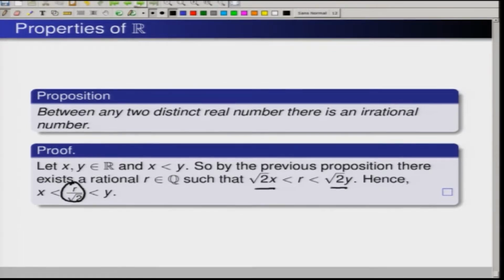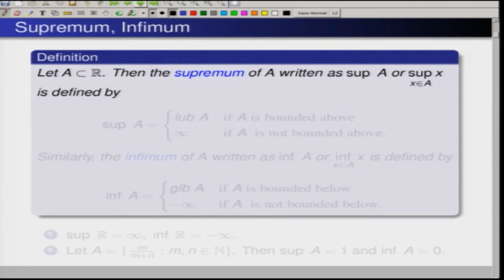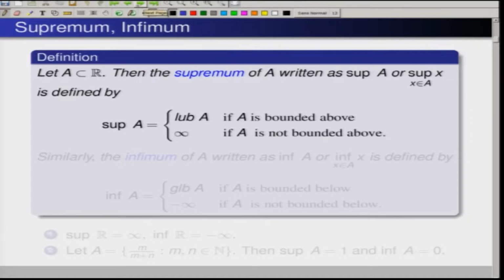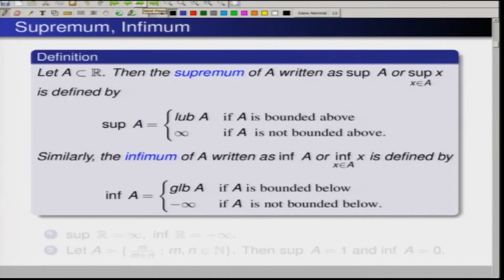So now we will see the further one. We will now define what is called a supremum. This is something we define for a set A bounded above, using the least upper bound property. The supremum is defined to be the least upper bound of A if A is bounded above, or we assign the value infinity if A is not bounded above. Similarly, we define the infimum to be the greatest lower bound if A is bounded below. If not, then we define it to be minus infinity.